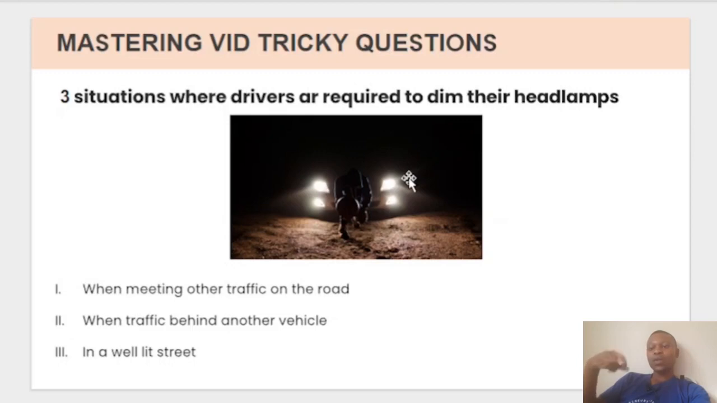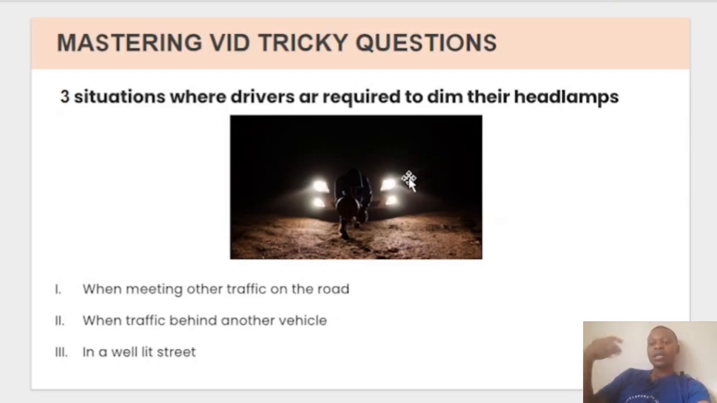First, when meeting other traffic on the road. Now, if you are meeting oncoming vehicles and both of you have your headlamps on bright beam, that light is going to be too much for both of you. So at that instance, both of you are required to dim your headlamps, right? Because both of you, you two, are contributing the lights towards the road. So when you are meeting other traffic on the road, you are required to dim your headlamps.